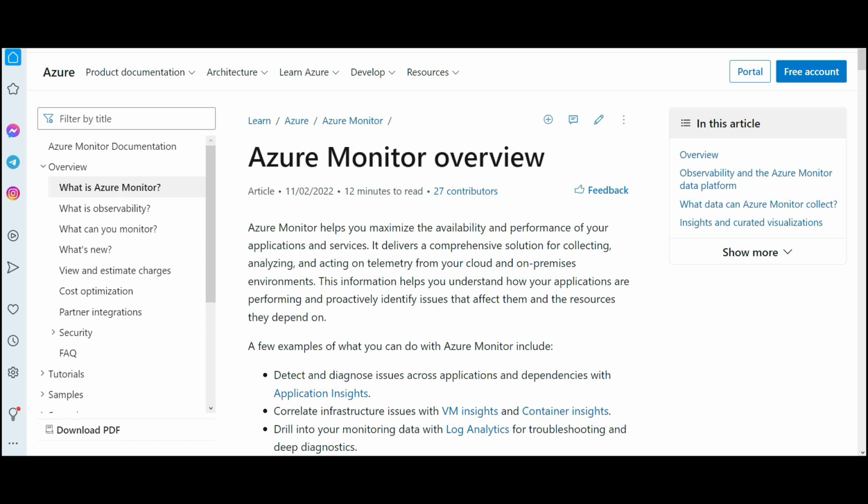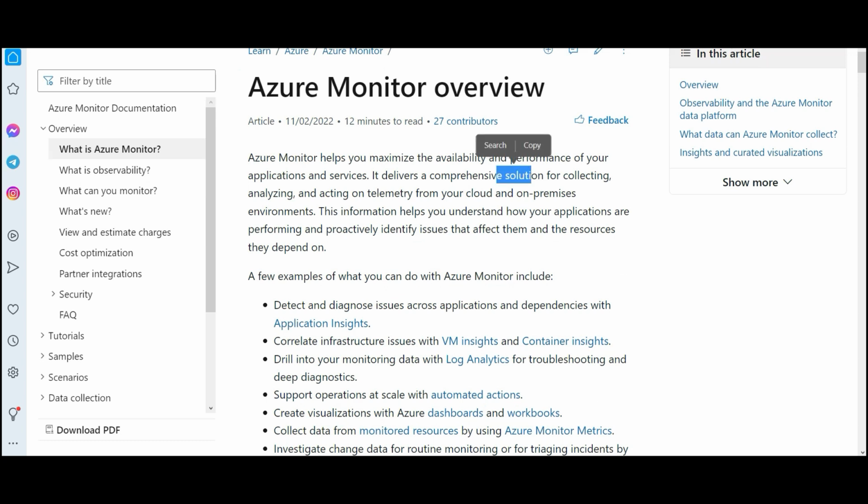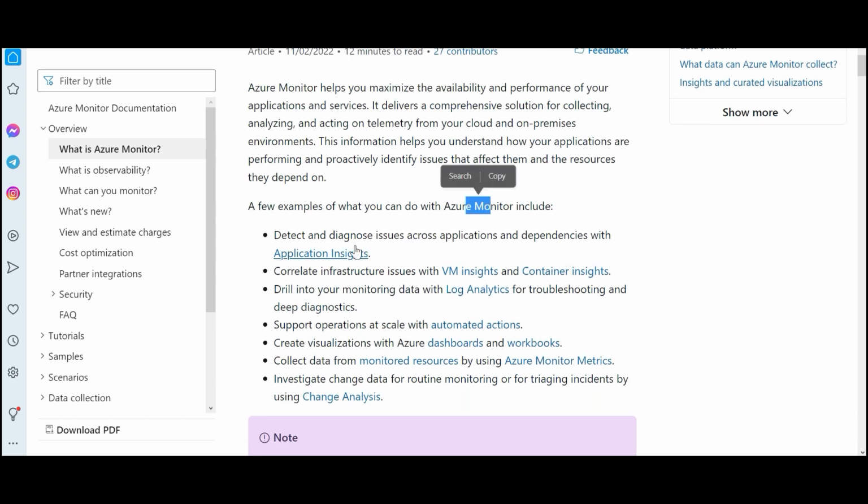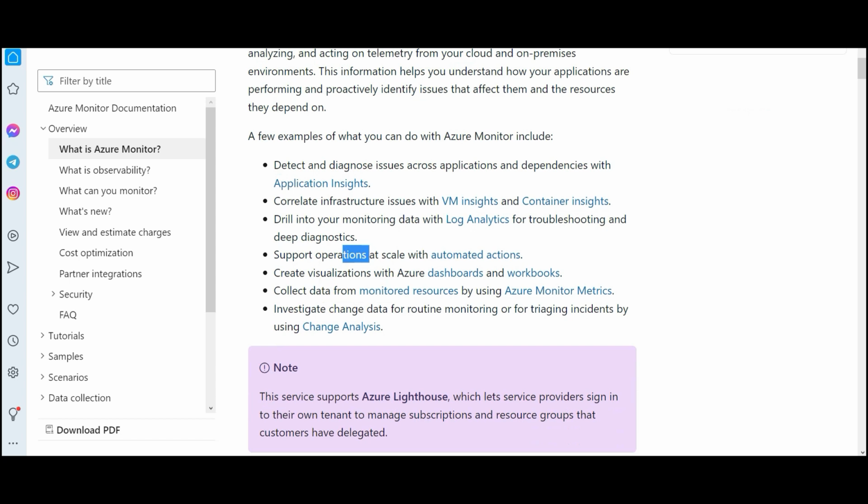It helps you with maximizing the availability of your applications and services. It keeps monitoring your applications. It is a comprehensive solution for collecting, analyzing and acting on telemetry from your cloud and on-premises environments. So you can use it to monitor as well as collect the data. These are some of the scenarios: you can detect and diagnose issues, drill into the monitoring data, support operations at scale and create visualizations, almost similar to what Event Hub does.